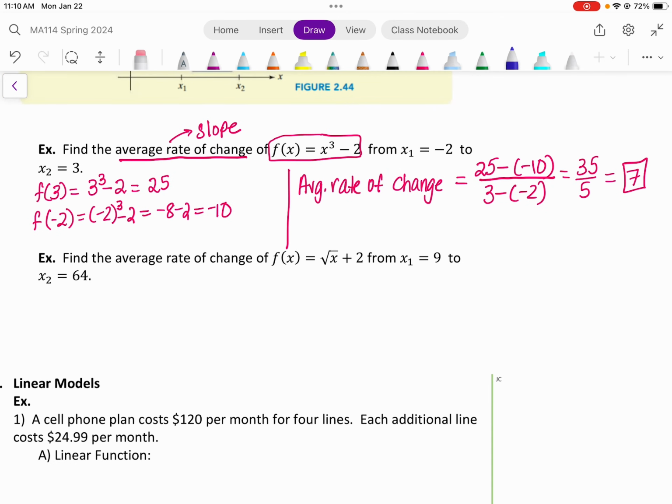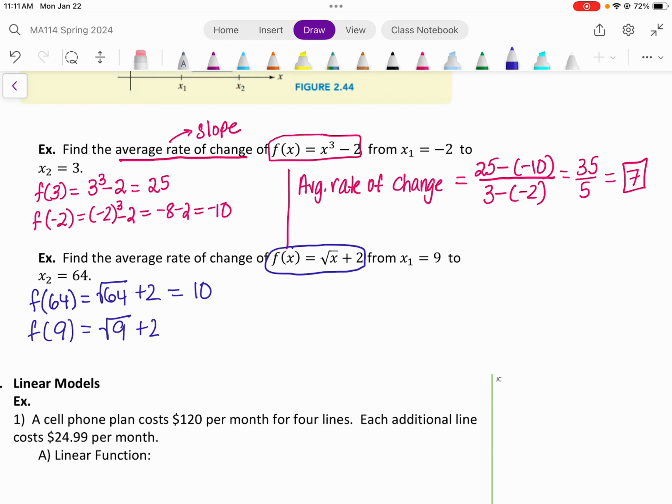Okay, I need f of x of 2, which is 64. And then I need f of 9, which is f of x of 1. The square root of 64 plus 2, using this function right here, is 8 plus 2, which is 10. And then for 9, it will be 3 plus 2, which is 5.